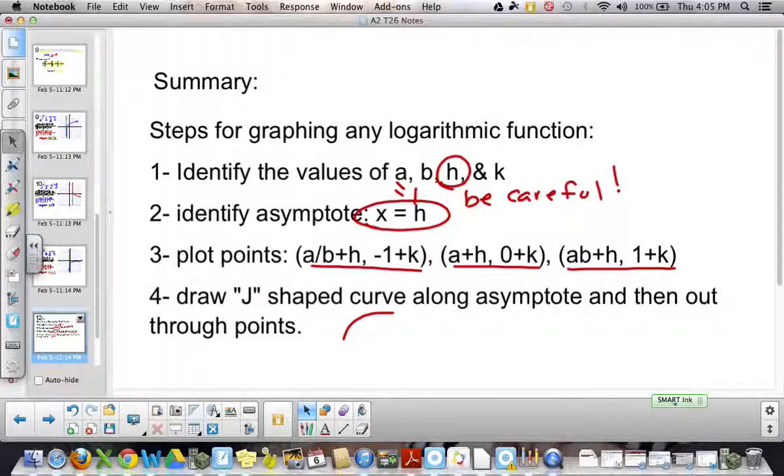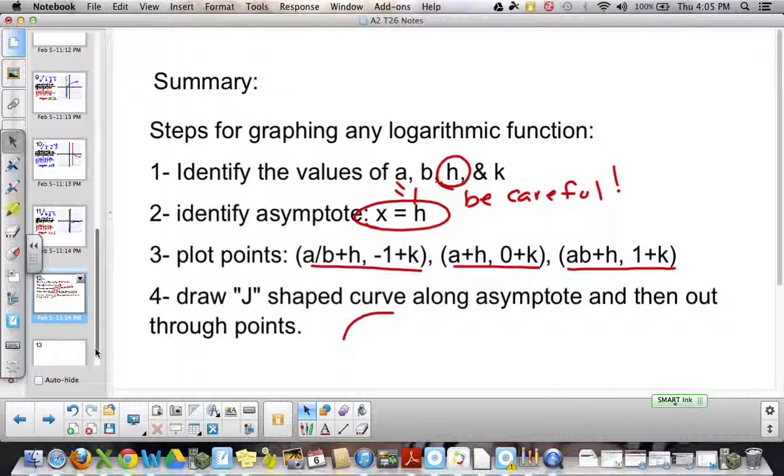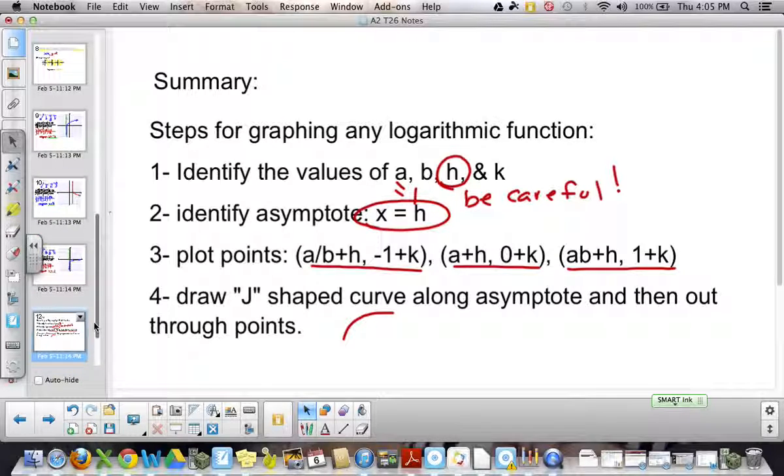Okay, that's been translated. That'll be it for target 26. Okay, next we'll move into target 27, which deals with solving equations, exponential equations and logarithmic equations.